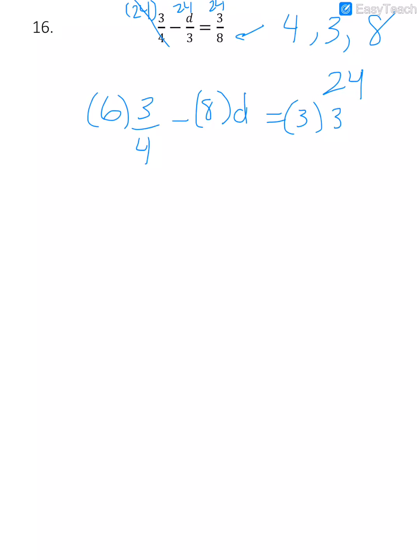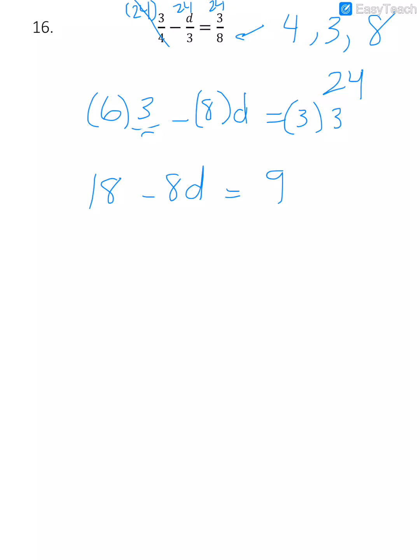And sorry, this was supposed to be gotten rid of in that last step. So all we did was multiply everything by 24 and simplify where it could be simplified. So 6 times 3 ends up being 18 minus 8d equals 9. Sorry for that confusion there.